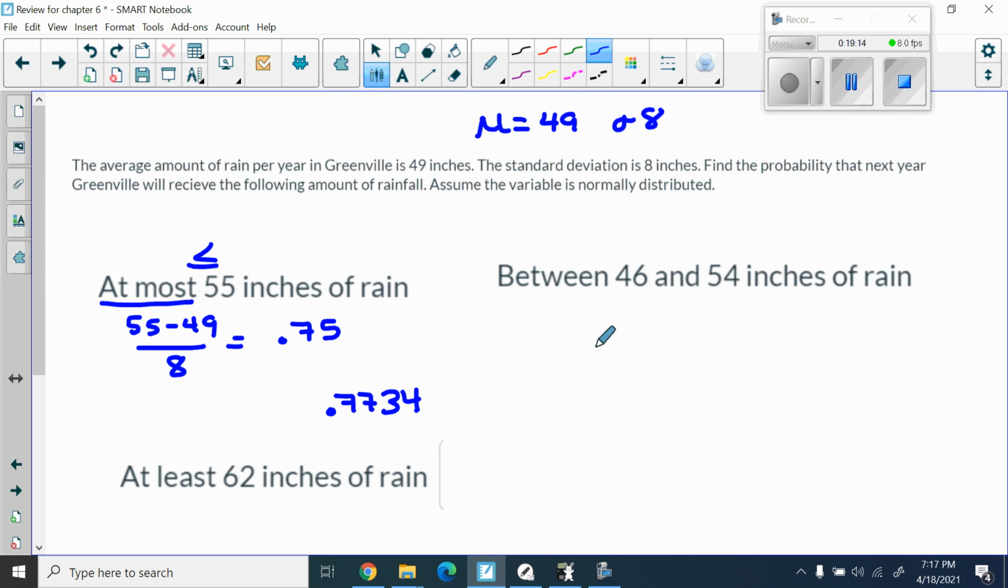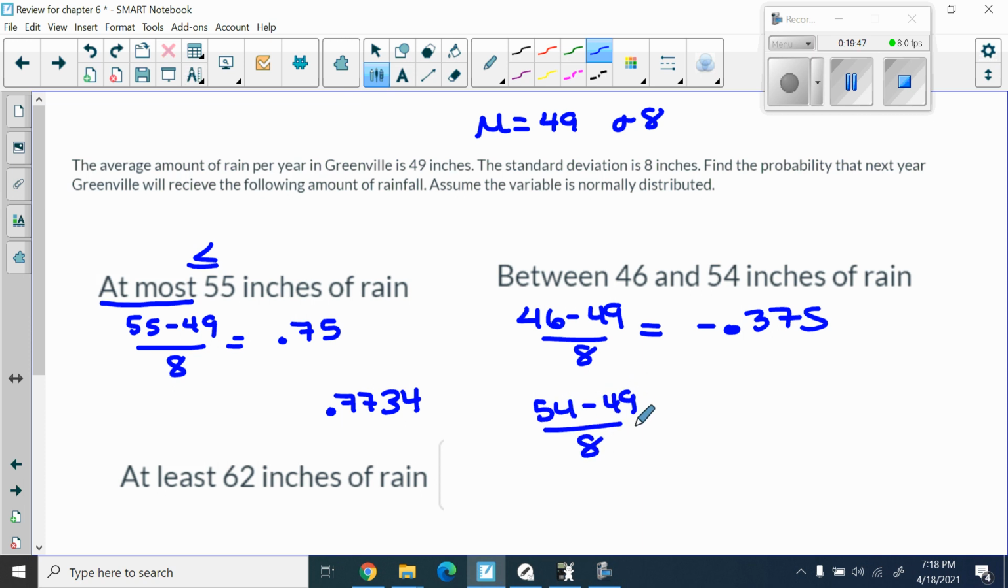So we have to get the z-score for 46. So z-score is 46 minus 49 divided by 8. 46 minus 49 divided by 8 is negative 0.375. And then I have 54 minus 49 divided by 8, which is equal to 0.625.